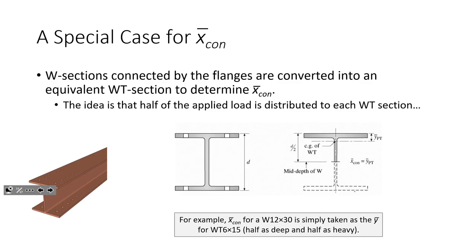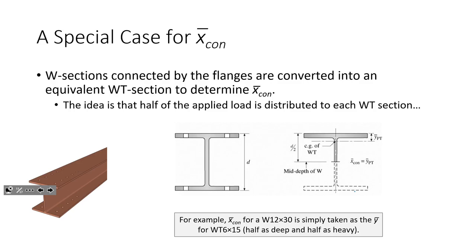Now, a special case, which we are not going to deal with today, we are going to deal with on Wednesday, is for W shapes, particularly W shapes connected via the flanges. This is, without a doubt, one of the most common connection configurations that we use in steel. In order to determine the U value, we do not use the X bar or the Y bar for a W shape.